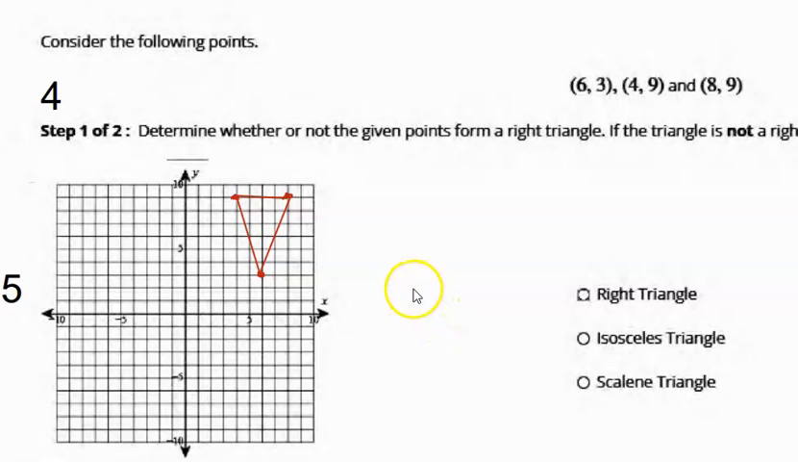So what do you think? Well, these two sides are the same. This side is definitely shorter, so this is going to be an isosceles triangle. Now again, if you figured out this distance and this distance, those distances would be the same. This would not be the same. And as you see, this is not a right triangle.